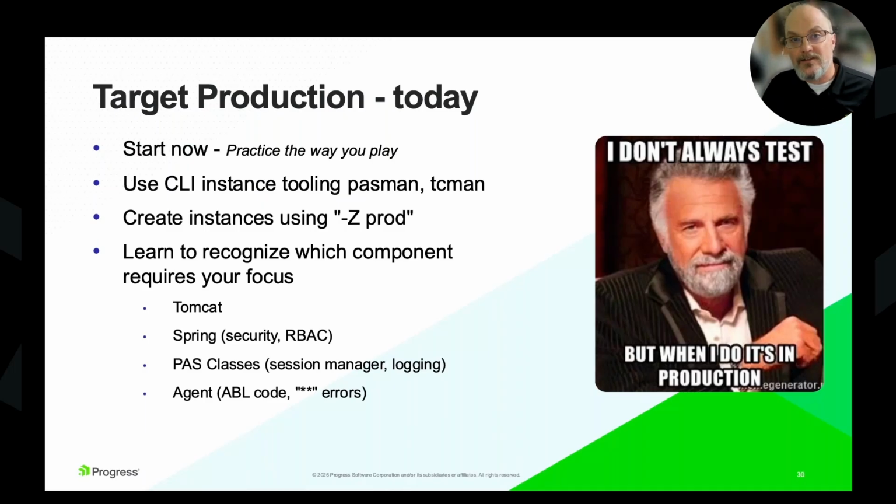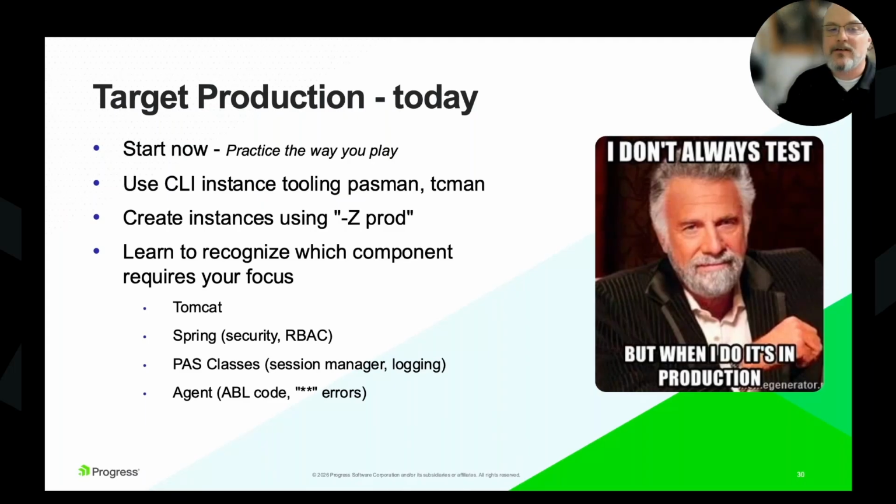As well, when you create an instance, use the -Z prod option. That will shut down all of the transports. You'll be forced to opt into the security or allowing different transports, and it changes some of the behavior of the PAS instance to mirror what your production runtime is going to look like.